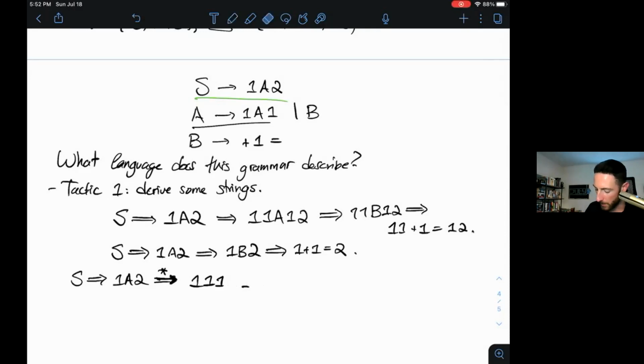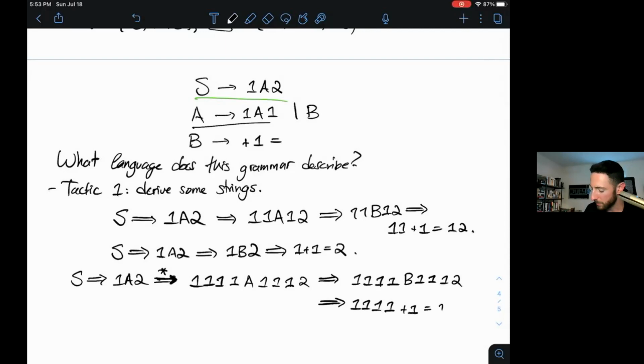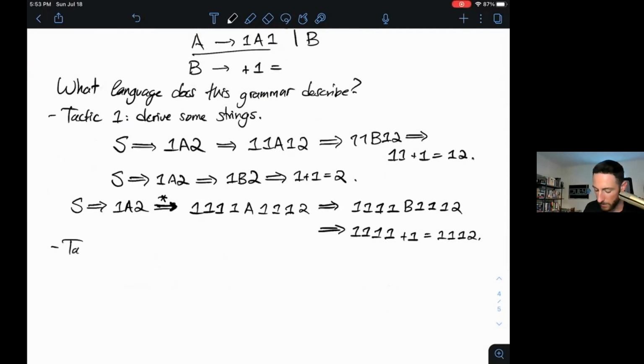Maybe I use it 5 times, 3, 4, 5, 6. Oh man, it's quite a lot. Let's just do a few. Maybe I've used it 3 times. So now I have 1, 1, 1, A, 1, 1, 1, 2. And then I'll turn my A into a B, 1, 1, 1, B, 1, 1, 1, 2, and then finally turn my B into terminal symbols, 1, 1, 1, 1 plus 1 equals 1, 1, 1, 2. So now I have a pretty good idea of the sort of strings that this grammar produces. But I'll show you another tactic that we could use.